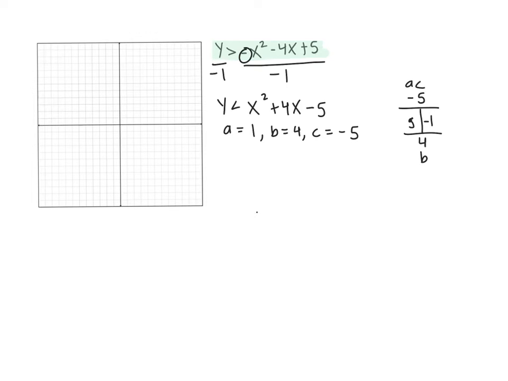I have an a value of 1, so I don't have to do my grouping. I can just say that these two numbers are my factors. So my factored form is x plus 5 times x minus 1. Okay, I still need to solve it, so I'm going to change my inequality sign to an equal sign.